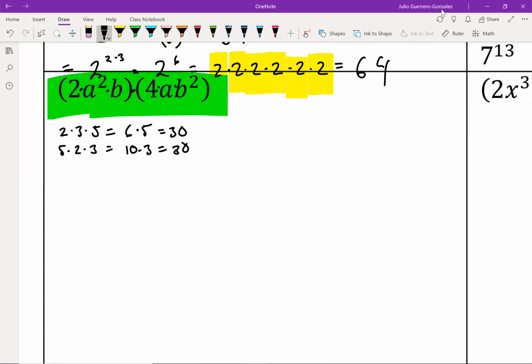Does that make sense? It's the same 3 numbers, but I can rotate them and spin them around however I want. I'm still getting the same result at the very end. I'm still getting that 30.